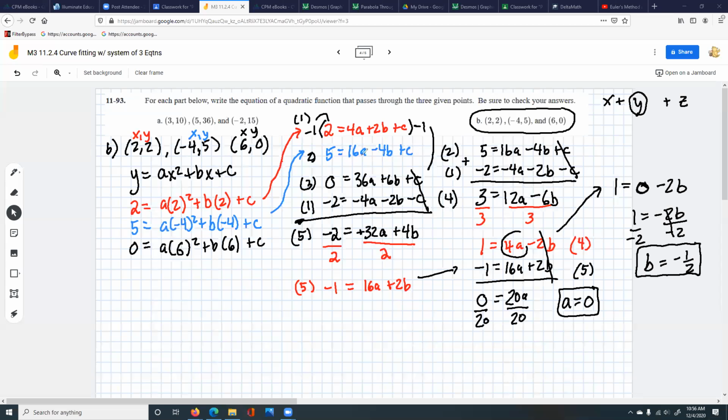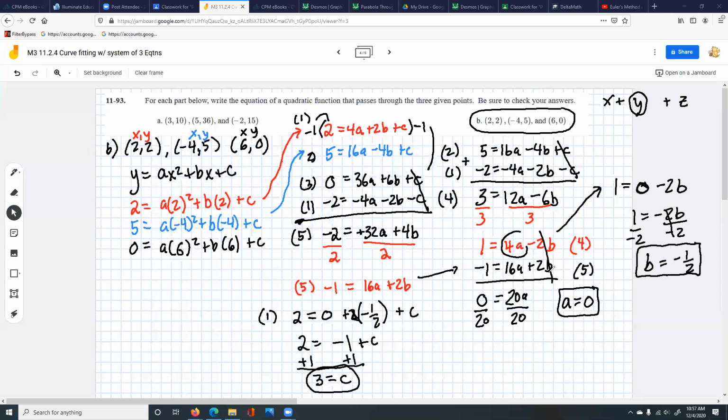Okay, let's solve for c. We can plug it into any one of these for c. I'm going to plug it into the first one before I did anything to it. I'm going to plug it into the red equation right here. So 2 equals 4 times 0, which is 0, plus 2b plus c, sorry, 2 times negative 1/2 plus c. Okay, so I'm going to ignore the 0. 2 times negative 1/2 is negative 1 plus c. I'm going to add 1 to both sides. So c equals 3. Okay, so we found a, b, and c.